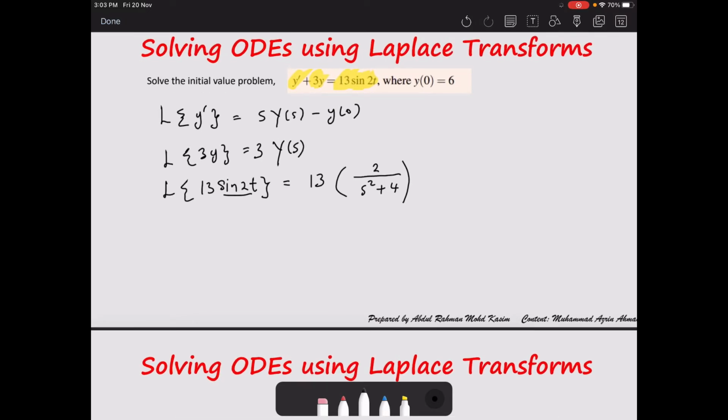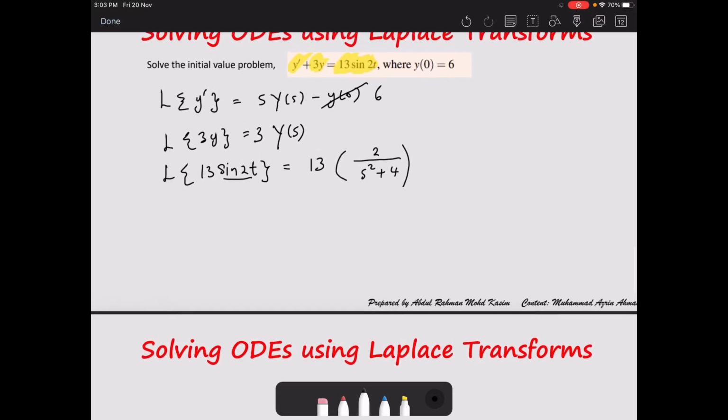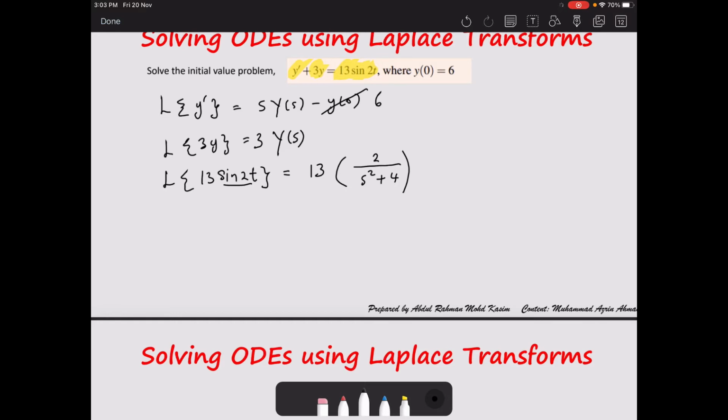Then you need to substitute. Here y(0) is 6 because it's already given to you. So now you substitute back into this equation. We have sY(s), minus 6, and then 3 Y(s), and then the right hand side we have this one. You can combine it with this one. We will have 13 multiplied by 2, so you will have 26 over s squared plus 4.